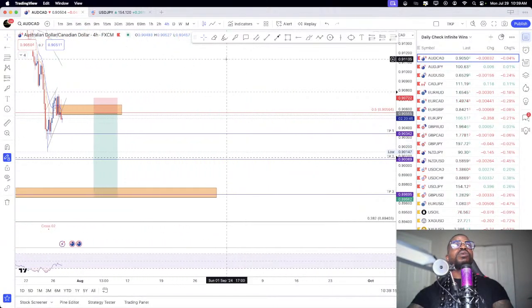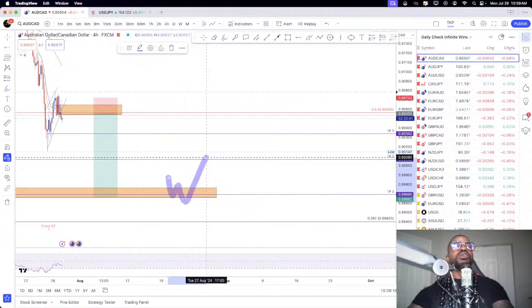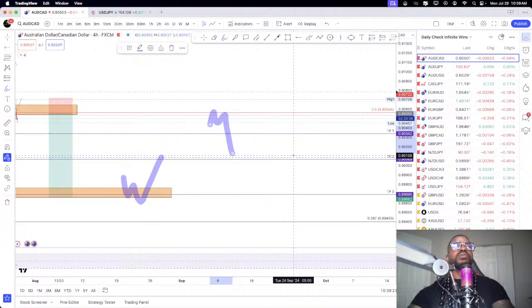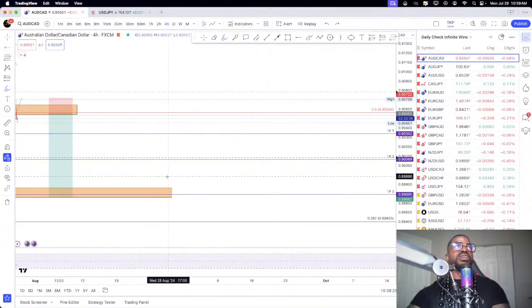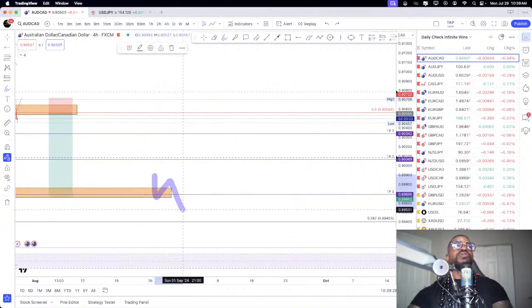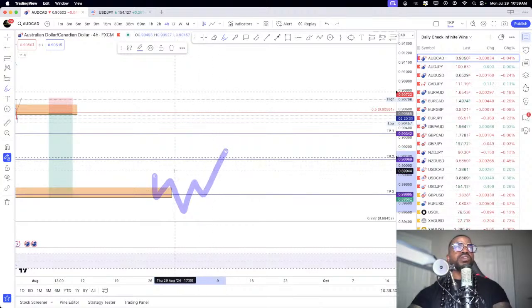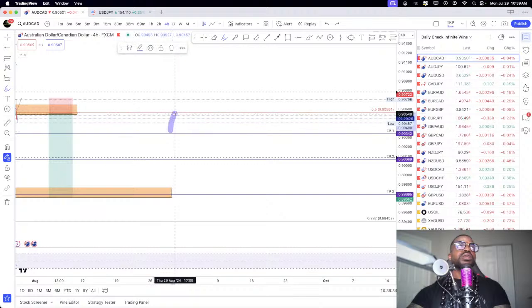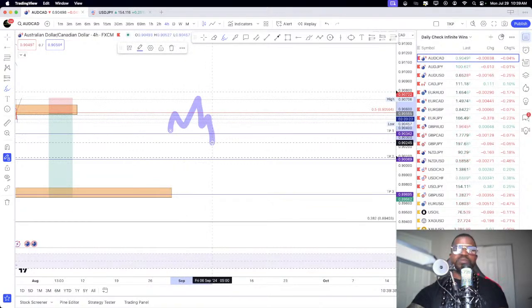And for the most part, you'll see simple things like this: a W, a M, and then you'll see patterns that they refer to as inverse head and shoulders, or the traditional head and shoulders. And all of these are simple indications that let you know when price could move in a different direction.